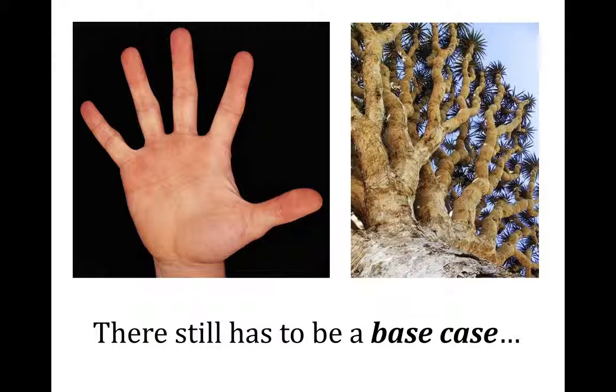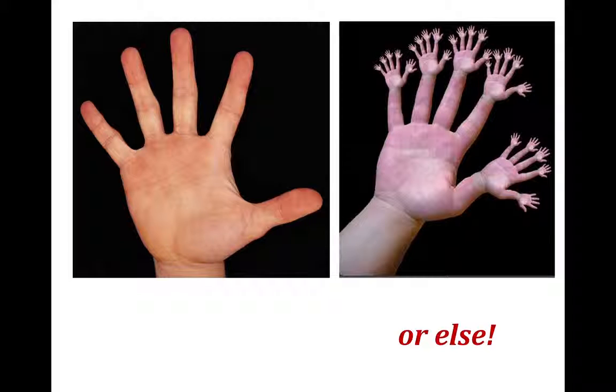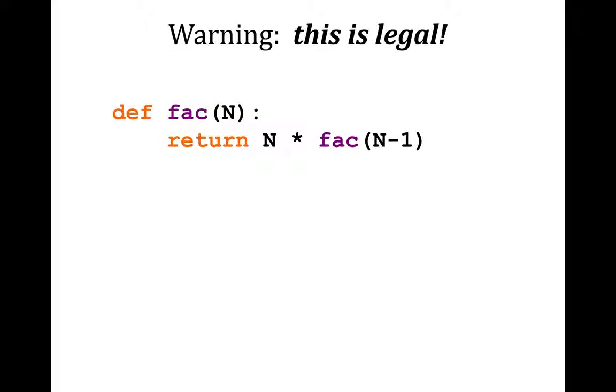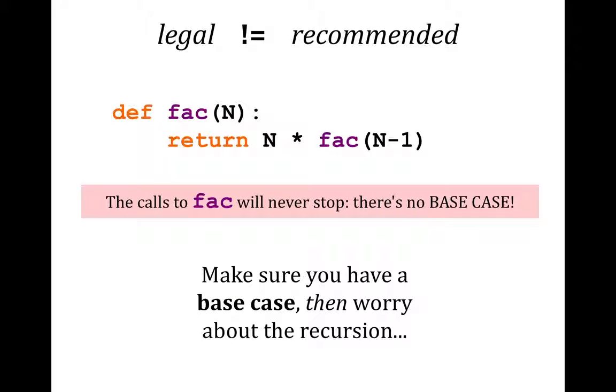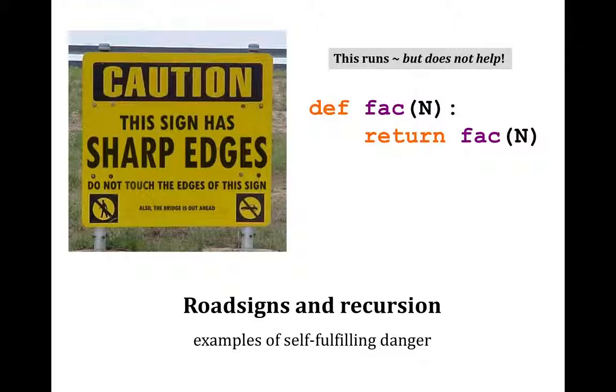But you always want to have a base case. Imagine a human hand that was recursive, right? So we want to make sure that we always define our base case. So for example, here's an example where we don't have a base case. This is legal. This code will run. It will just never stop and return a result. There's no base case. So what I do and recommend that others do is that you write your base case first and then worry about the recursion.